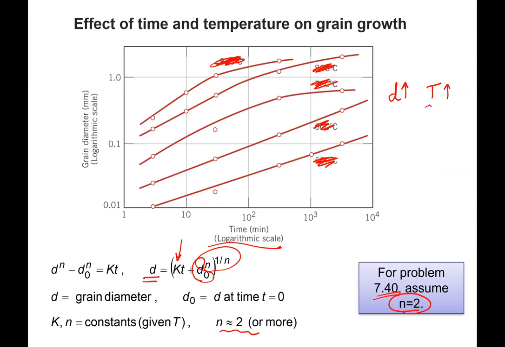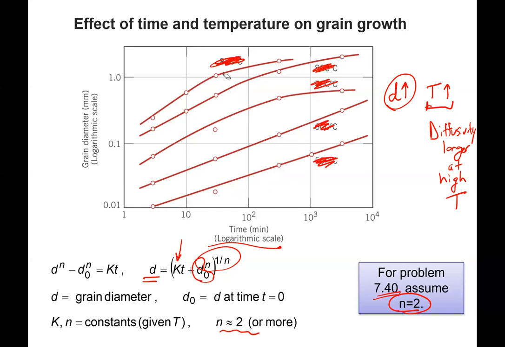Because higher temperatures means that my diffusivity, my diffusion coefficient, is larger at high temperature. So diffusion is faster at high temperature. I think we all know that now. And so if it's faster, then I would expect my grains to grow quicker at the higher temperature. Okay, so that's the principle.